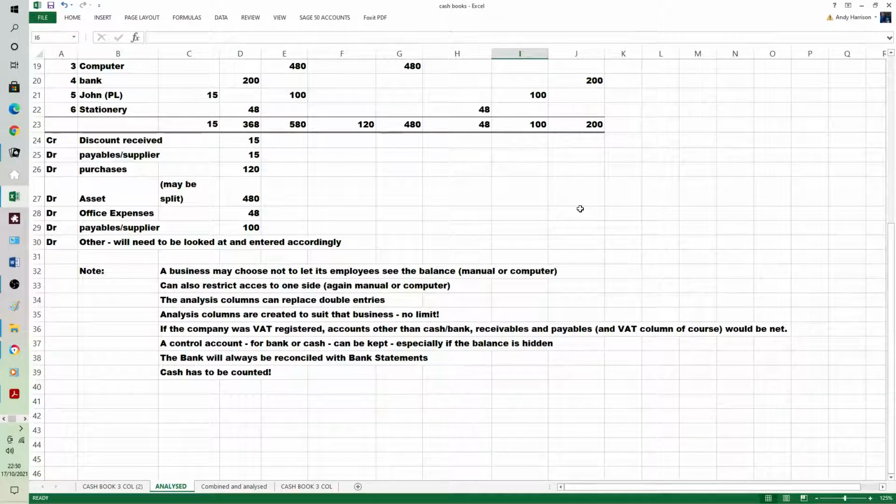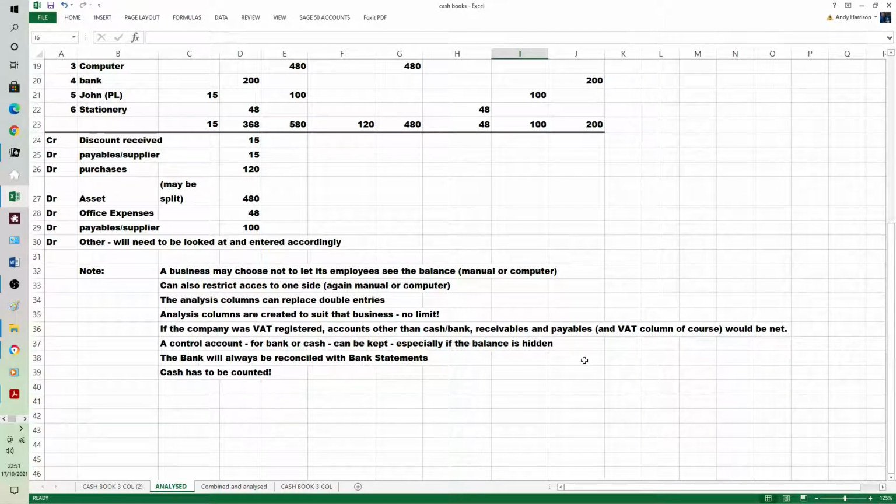I've actually created similar accounts for businesses with turnover of over £1 million. They didn't, however, have credit customers, at which point you start investing in Sage or something, or Xero. The analysis columns, we create them to suit that business. There's no limit. The ones I've worked on most often in real life have like 80 columns between the income and the expenses. If the company was VAT registered, other accounts to cash, bank, receivables and payables, like the purchases in other words and the sales, would be net of VAT, and there'd be an extra VAT column.